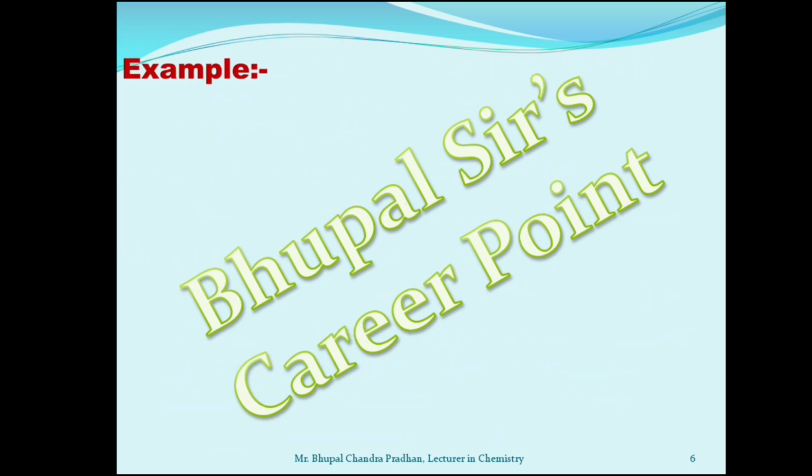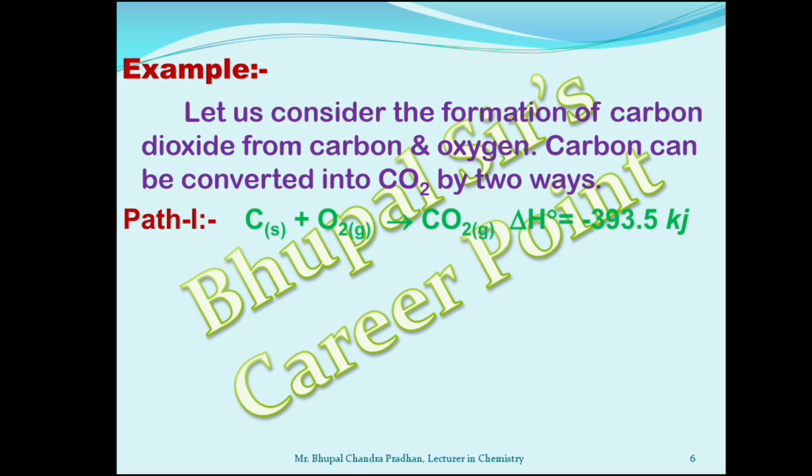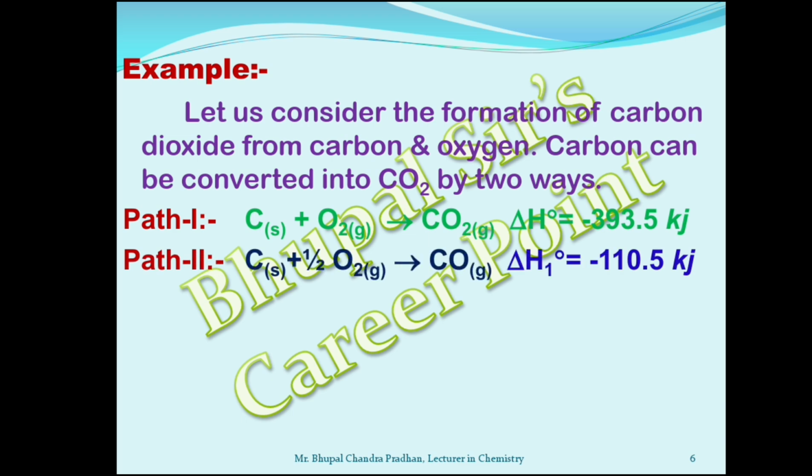Now comes an example. Let us consider the formation of carbon dioxide from carbon and oxygen. Carbon can be converted into carbon dioxide in two ways. Path 1: carbon burns in oxygen to give CO2, delta H is minus 393.5 kilojoule per mole.